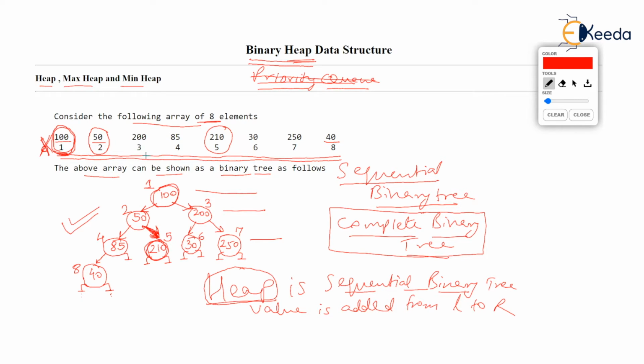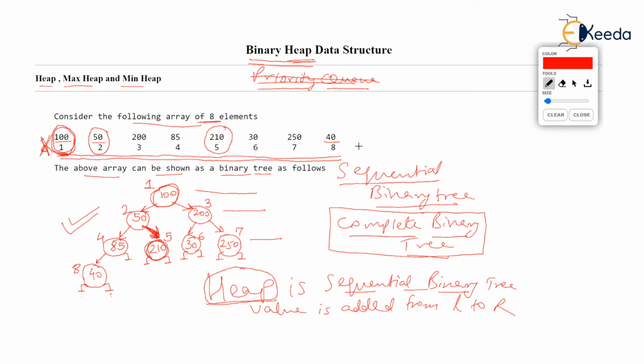Where are the two children of the third element? It is 6 and 7. 30 and 250 are the two children. And really, 200 has 30 and 250. Check the diagram. Where are the two children of 85? That is the fourth element. Fourth element should have children at 8 and 9, isn't it?